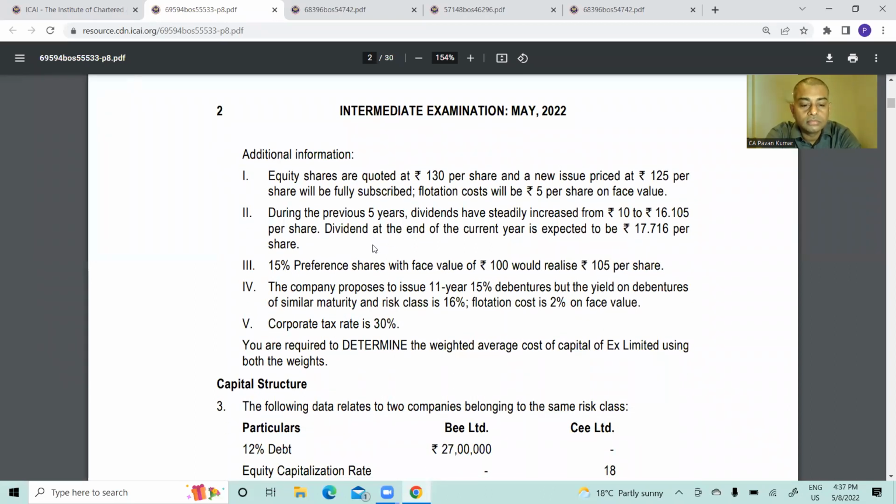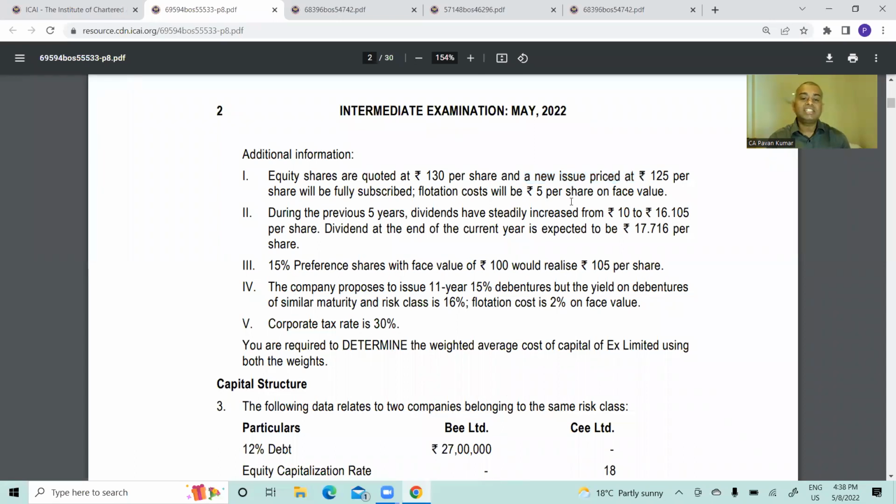The additional information given is, first, equity shares are quoted at 130 rupees per share, and the new issue priced at 125 rupees per share will be fully subscribed and the flotation cost will be 5 rupees per share on face value. Many students ask this question: Pavan sir, if both issue price and market price are given in the question, what should I do? If the new issue price is given, we'll consider that only.